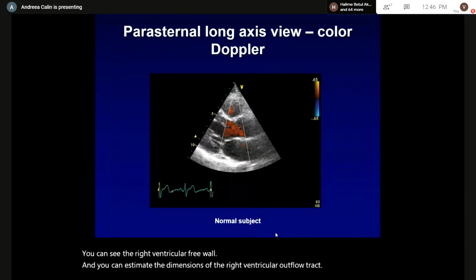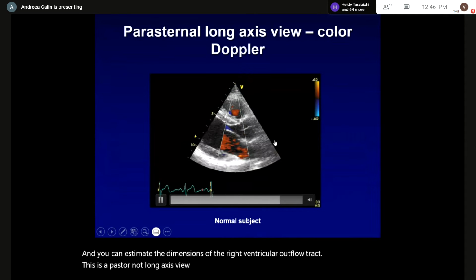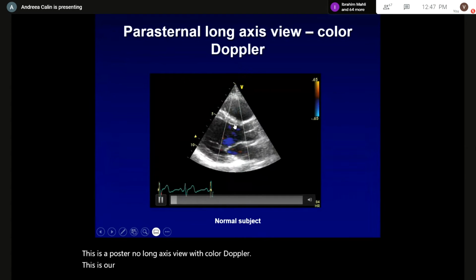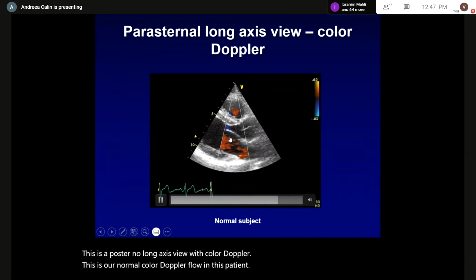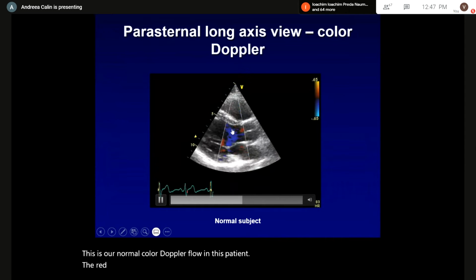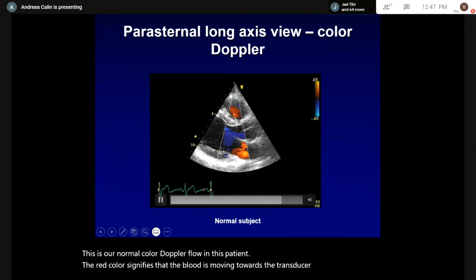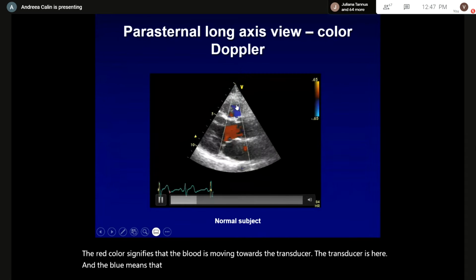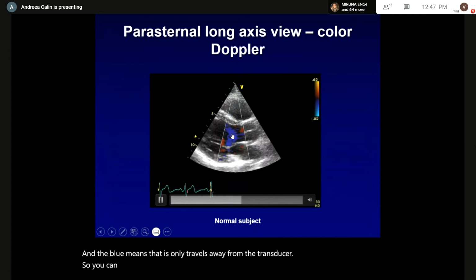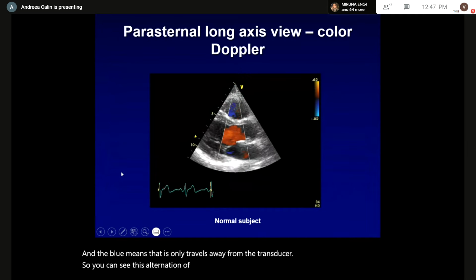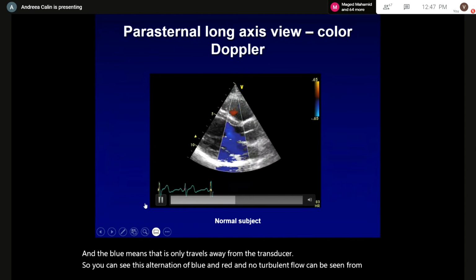This is a parasternal long axis view with color Doppler. This is a normal color Doppler flow in this patient. The red color signifies that the blood is moving towards the transducer. The transducer is here. And the blue means that it travels away from the transducer. So you can see this alternation of blue and red, and no turbulent flow can be seen from this normal subject.